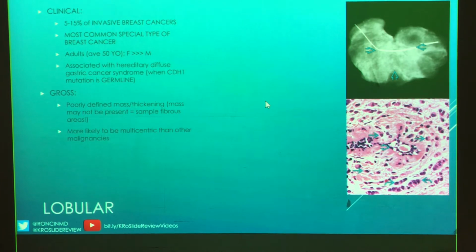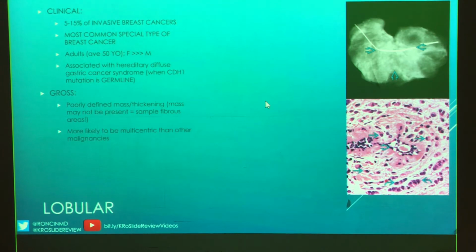Something to keep in mind with this, and it's maybe something that some of you would have gotten a sense of when I said they almost look like signet ring cells, is that there can be association between invasive lobular carcinoma and hereditary diffuse gastric cancer syndrome. So remember that you have the CDH1 mutation, which is related to Herceptin, but it has to be a germline mutation. So if you have a tumor mutation, that doesn't count, okay? It has to be germline.